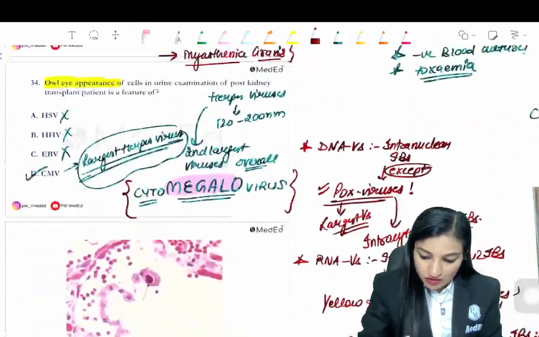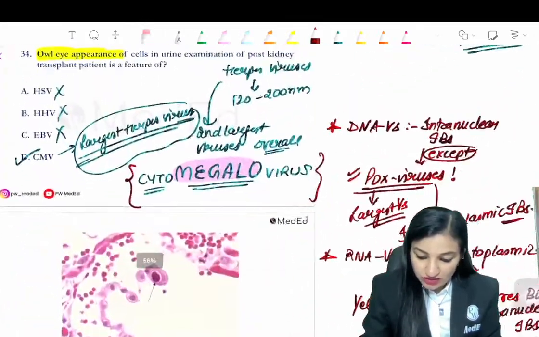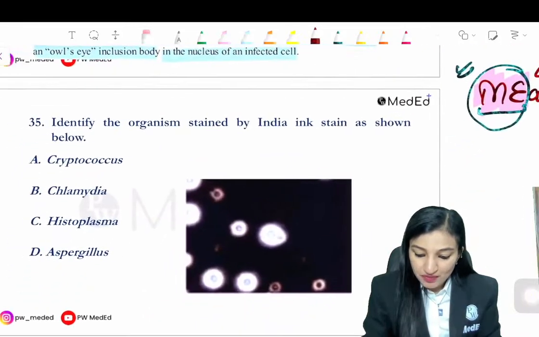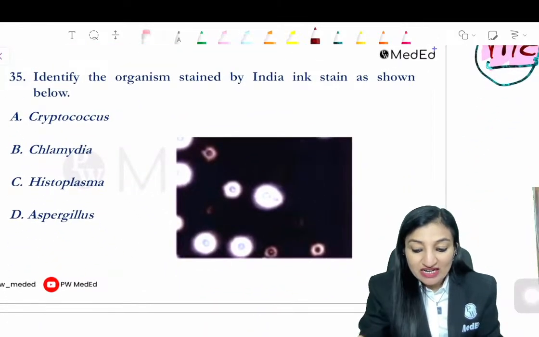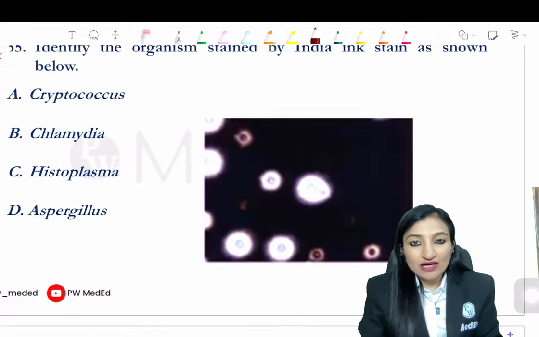Okay, so we are on which question? We are on to question number 34. So that's about question number 34. Okay, next question, guys. Identify the organism stained by India ink stain as shown below. Okay, kind of a blurred picture.